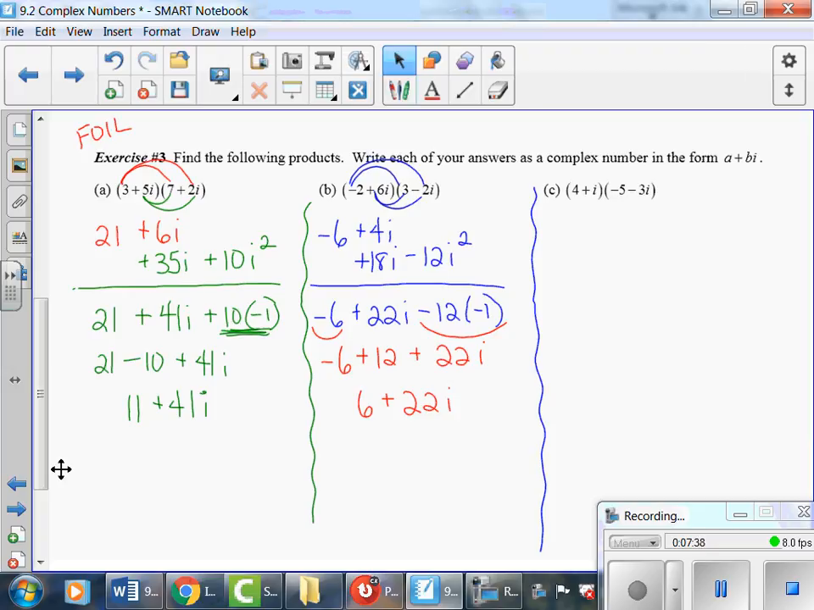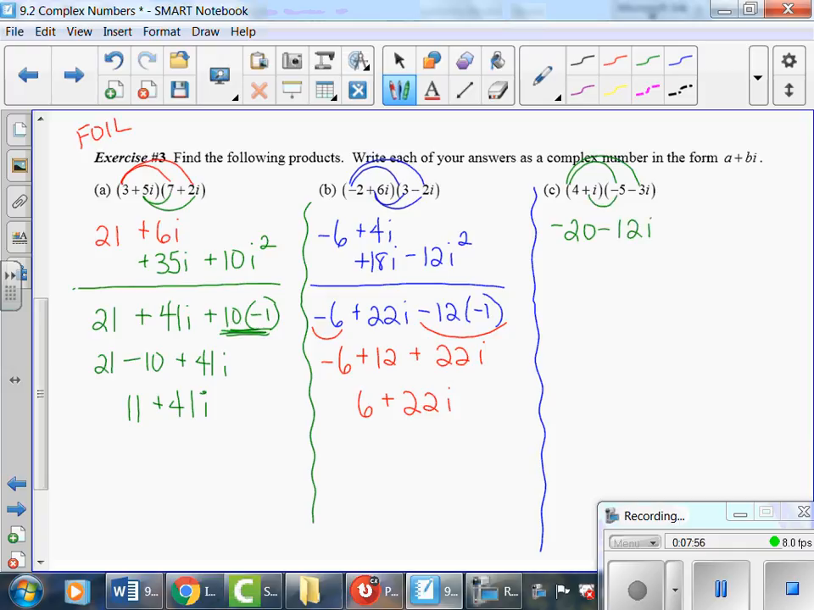Moving on to our last problem. Is this one? Okay, so again, 4 times 5, negative 20. Positive 4 times negative 3i is negative 12i. i times negative 5 is negative 5i. Notice how we always put the i in the back just like a variable? And positive i times negative 3i is negative 3i squared.